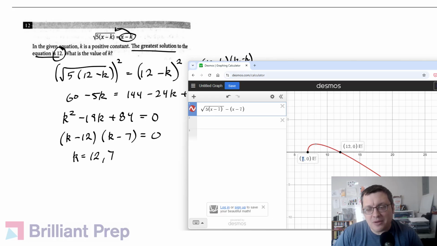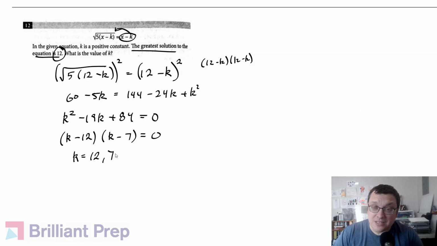And again, with 7, there must be some connection here, as it turns out, between k and x, which might be interesting to explore. But the point is, this also has two solutions, but the greatest solution here is 12. And that's going to confirm for us that 7 is indeed the answer.